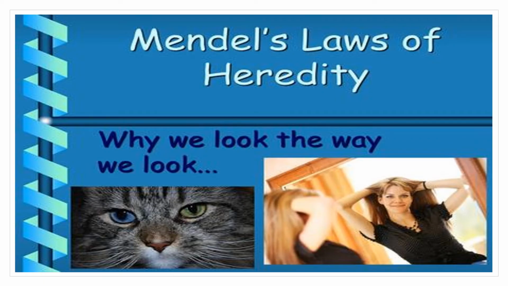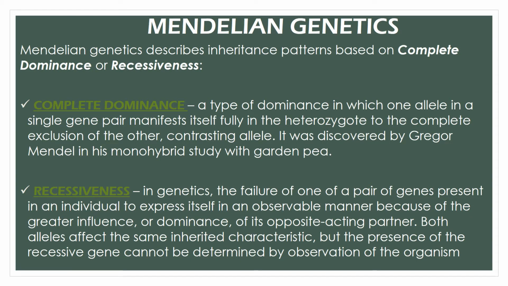Okay, now let's move on to Mendel's laws of heredity. So why do we look the way we look? Now let's start with Mendelian genetics. Mendelian genetics describes inheritance patterns based on complete dominance or recessiveness. So there are only two types of Mendelian genetics: complete dominance or recessiveness.